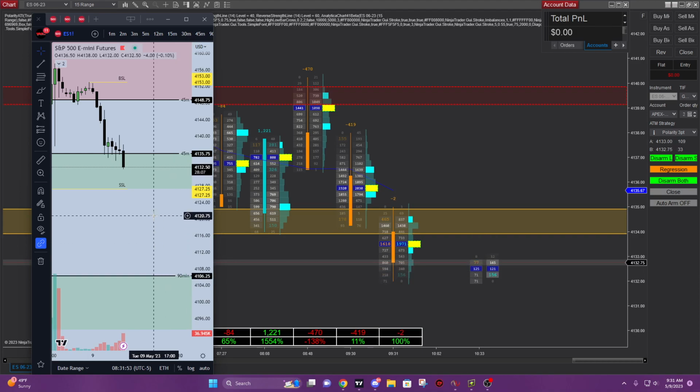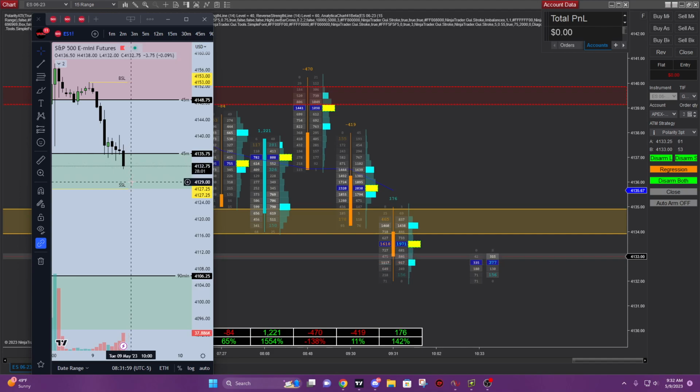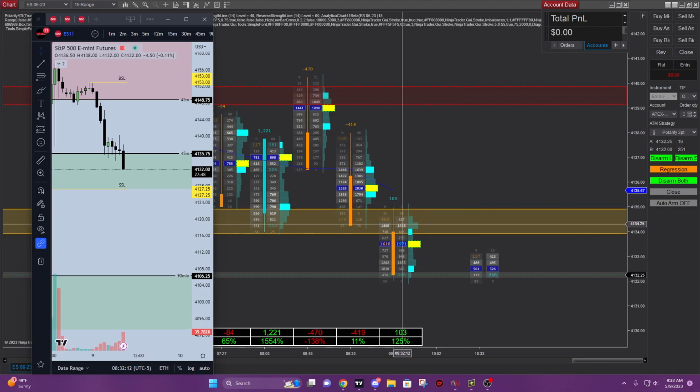But I think regression mode would be a good idea to be in for now. As we're moving down in demand, we'd expect sellers to come in, but also buyers to pick up because we are in a demand zone. So we'll have to see how this is. We have absorption here on this candle, and the last 3 candles actually.